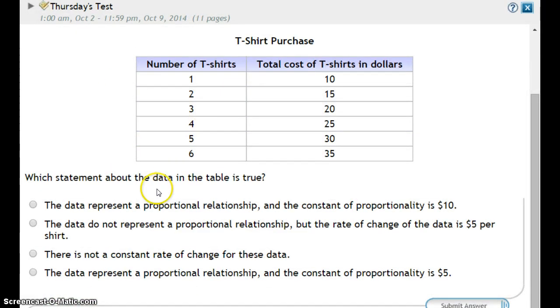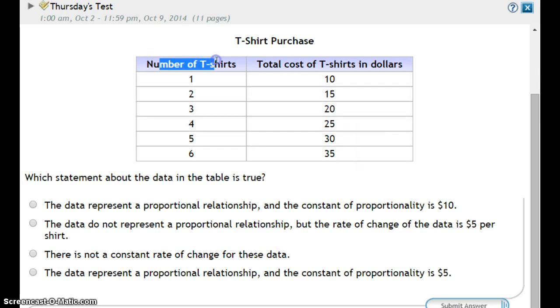T-shirts, which one of these is true? Is it a constant rate? 10, 15, 20, 25, 30, 35. Yes, it's a constant rate, so that's not true. Proportional relationship and the constant. How much does this increase each time? $5, $5, $5, $5, $5.